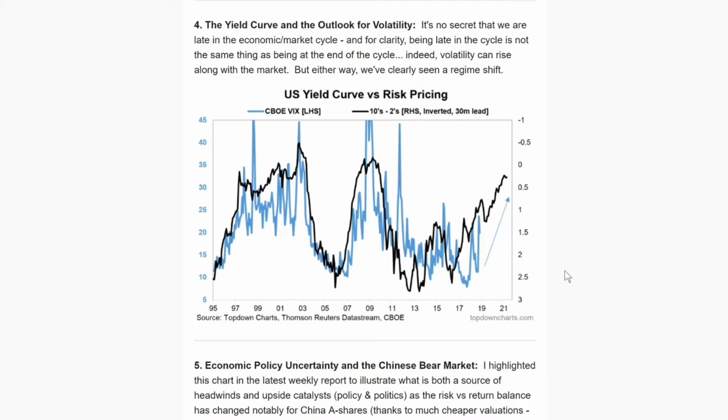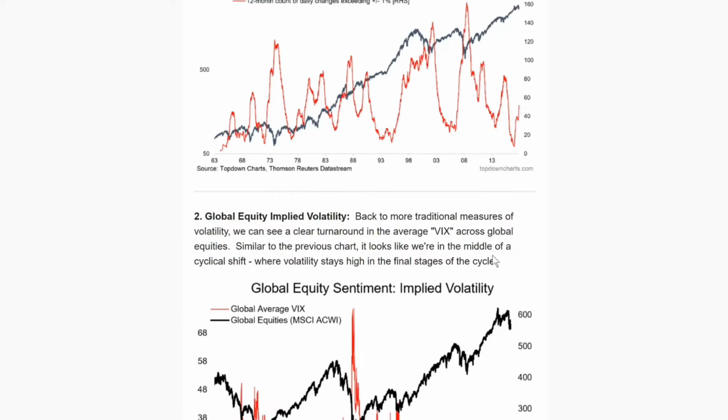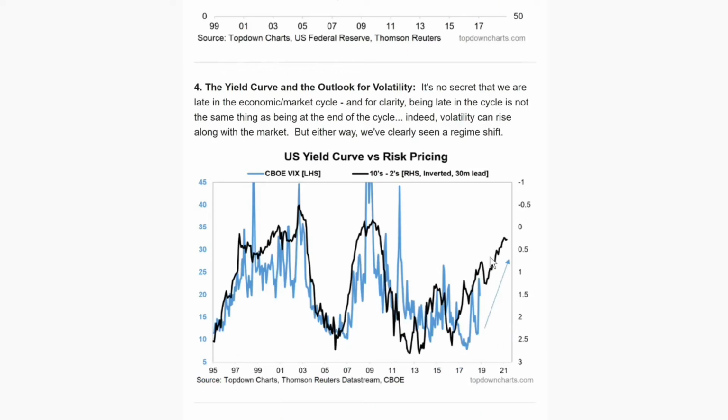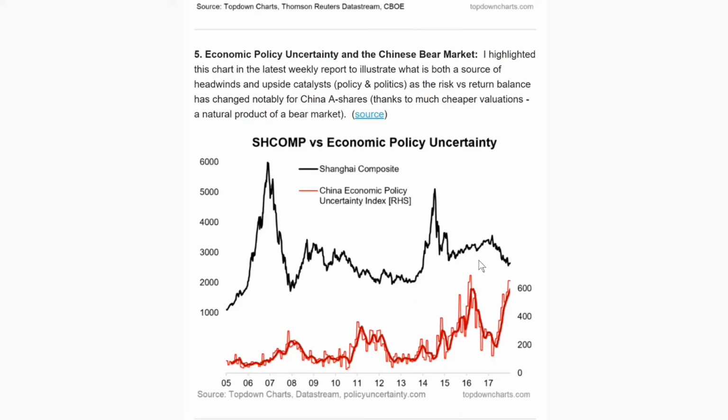So I'll leave it at that on the volatility quad of charts. If you've got any comments or questions about those, put them in the comment section below. But before we wrap up, this is our one last chart, and this one's a slightly different topic, and that is economic policy uncertainty and the Chinese bear market.